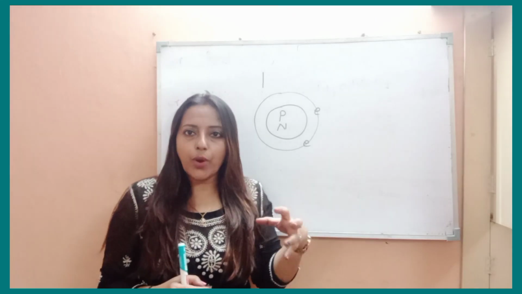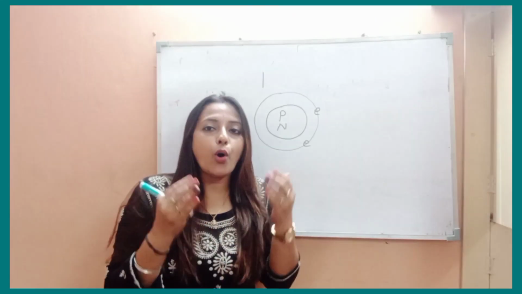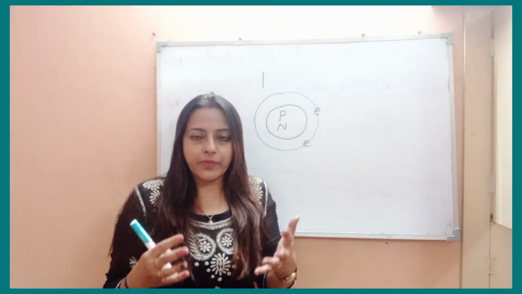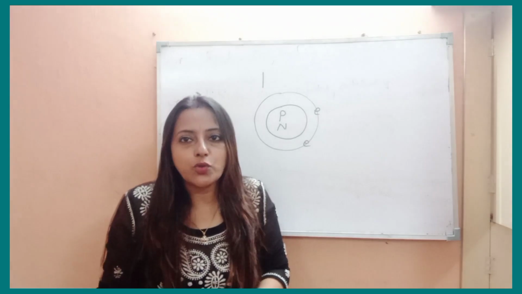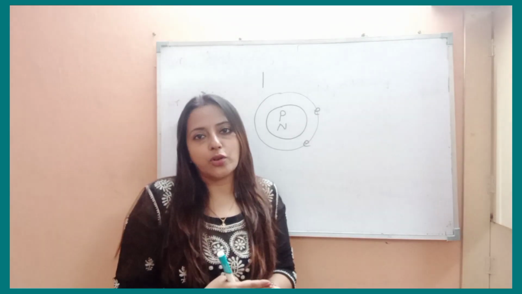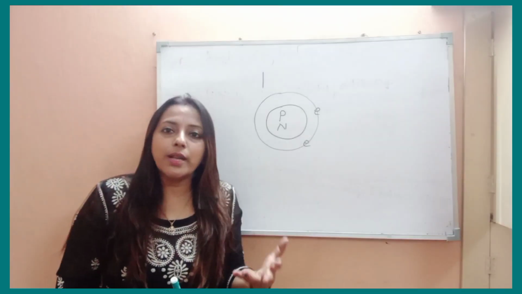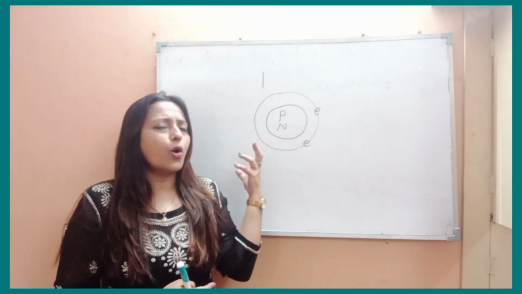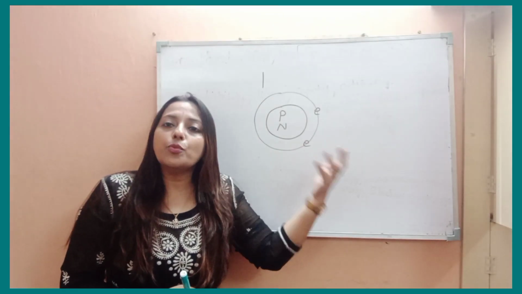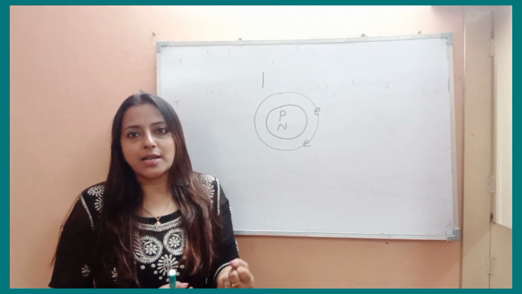Students, I think you know about the octet and duplet. Octet means all atoms always tend to become stable. An atom always wants to become its nearest noble gas. A noble gas has the property that it has 8 electrons in its last orbit, and duplet means it has 2 electrons in its last orbit. So all atoms tend to become the nearest noble gas. For that they need 8 electrons in the last orbit.